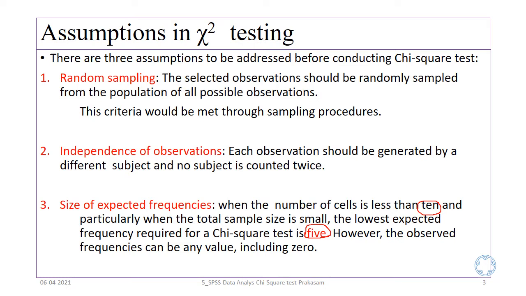Further, independence of observations. That means no subject should be counted twice. There should not be any repeated subjects. And size of expected frequency, that is most important. When the number of cells is less than 10, and particularly when the total sample size is small, the lowest expected frequency required for chi-square test is 5. However, the observed frequency can be any value including 0. This criterion is most important. If it is not met, then we have to use the exact probability test.